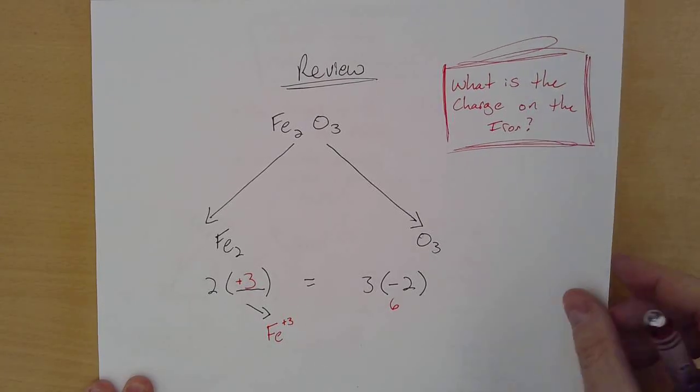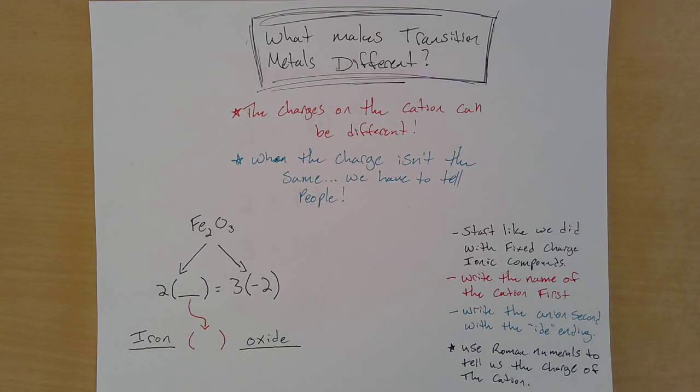So how do we name this thing? Well, transition metals, like we said, are different. The cation, the positive part, can be different. So when the charge isn't the same all the time, we have to tell people what the charge is. I can't just say it's iron oxide. It won't work because it could be iron with multiple charges with oxygen, right?